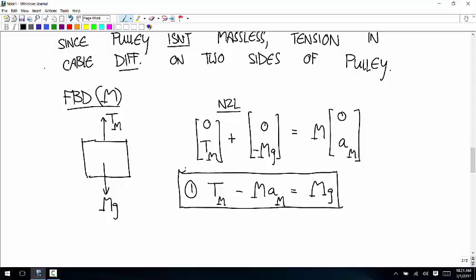Okay, in this, what are the constants and what are the variables? The constants here are big M and G. The variables are T sub big M and A sub big M.